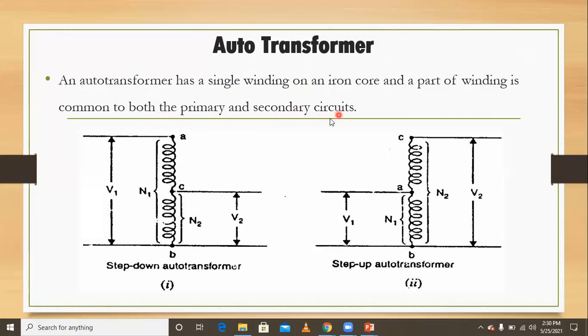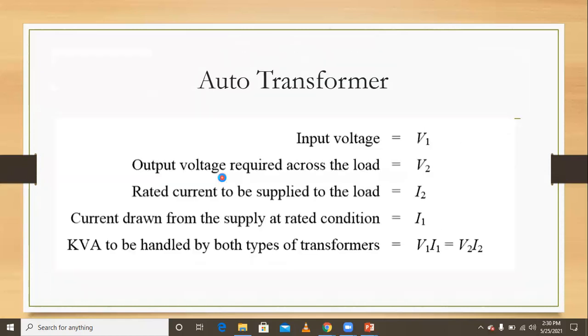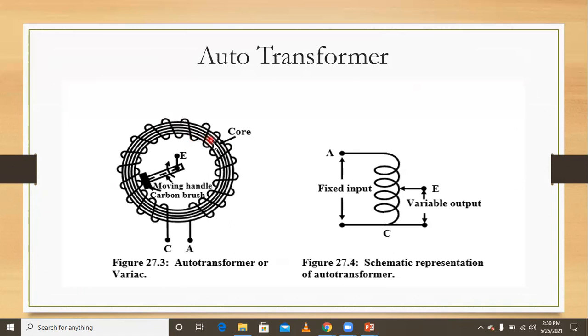Understood? An autotransformer has a single winding on an iron core, and part of the winding is common to both the primary and secondary winding circuits. So this is called a single core. The autotransformer has a single core and also a single winding. The core of the transformer is like this, and it also has a single winding.